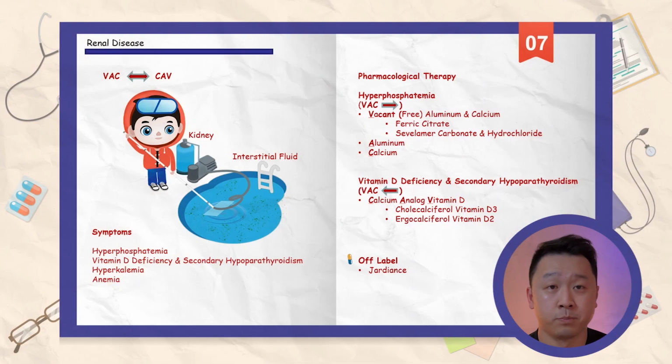To note, there is an off-label indication for Jardiance, which is used in patients with chronic kidney disease as a secondary agent with or without diabetes as of November 2022. And this we would discuss in a later video.